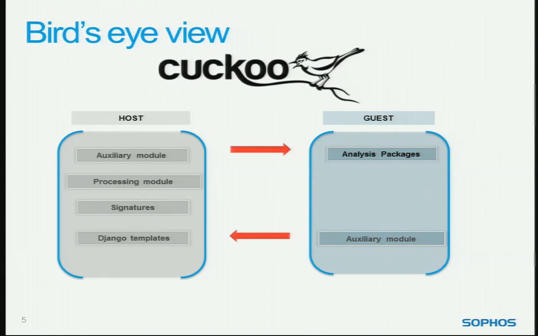And then we have an auxiliary module sitting inside the guest VM to instrument our Sophos antivirus engine. And on the host OS, we grab that data, we diff it in the processing module, it goes through a set of Cuckoo signatures, and finally some nice Django templates to expose this information.